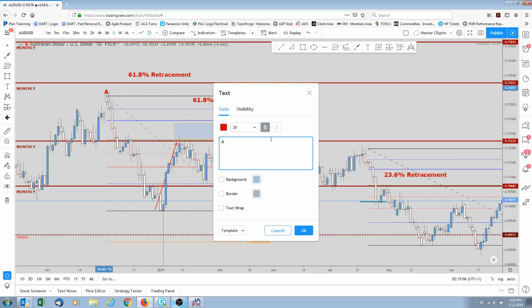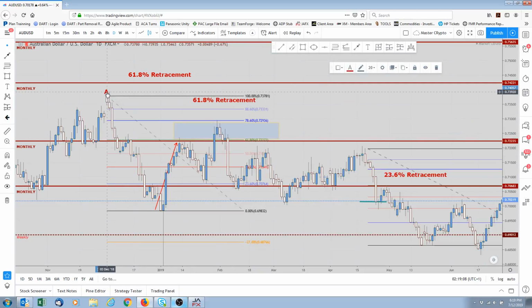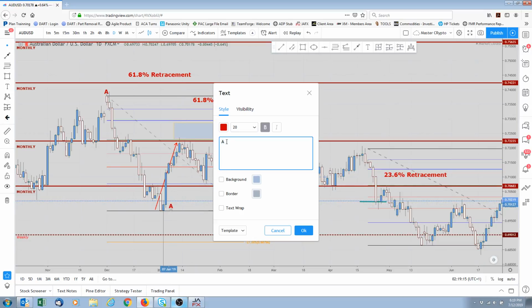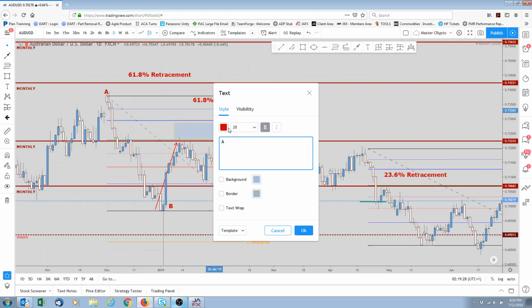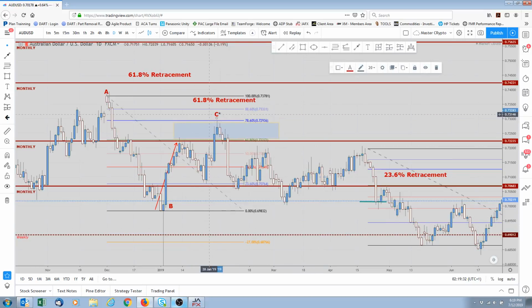This is point A. This is point B. This is now point C. Let me just change that to point C. So as you can see, price came into our ideal area.